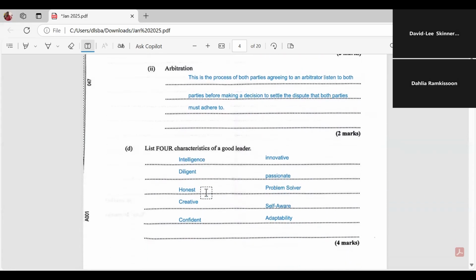Then they ask to list 4 characteristics of a good leader. So any characteristic that will be helpful to a leader, you can list it here. Think about it like this. If you can't remember good characteristics, think about a leader that you like. It could be fiction, could be a real life person, and think about what makes them a good leader.